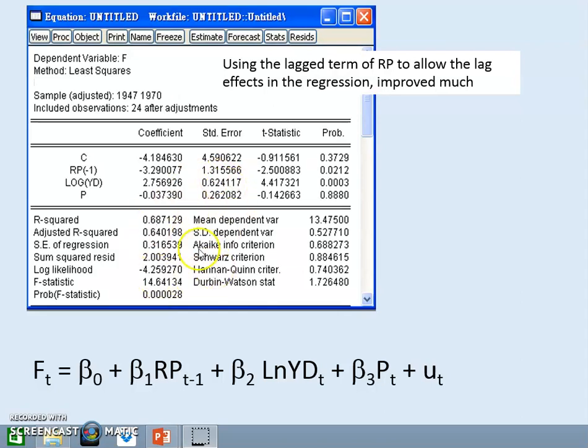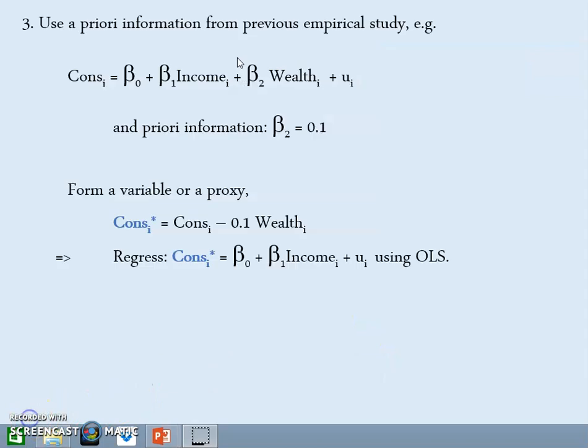So this is the kind of output or estimation that we can use in our report. This is an accepted estimation, rather than the first and second just now. The third remedial measure would be the use of a priori information from previous empirical studies. So we might be using results from a census study, for example.